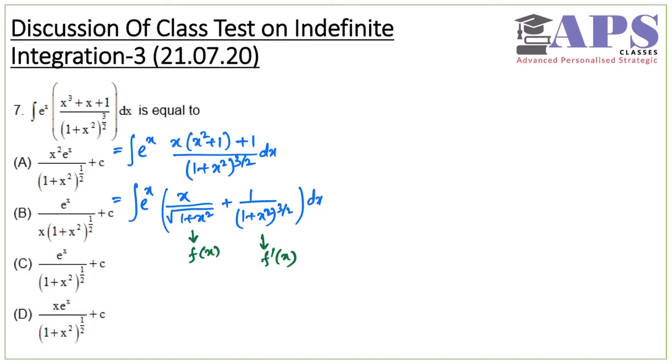Right now, so what is the answer? Here the answer is e to the power x into x by root under 1 plus x square, plus c. That's all. So that I think matches with option number D. Let's go to next question.